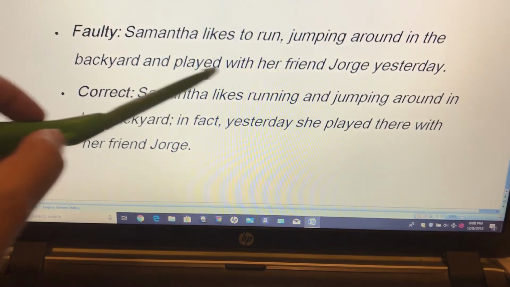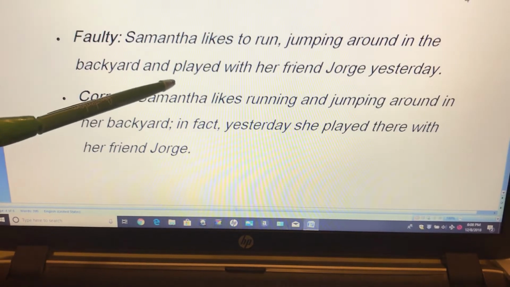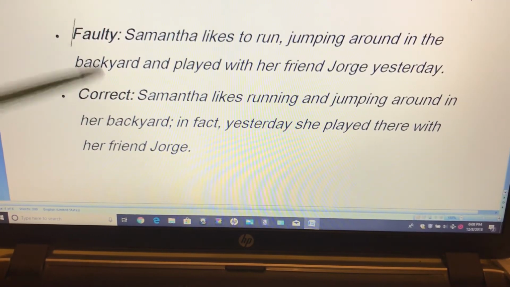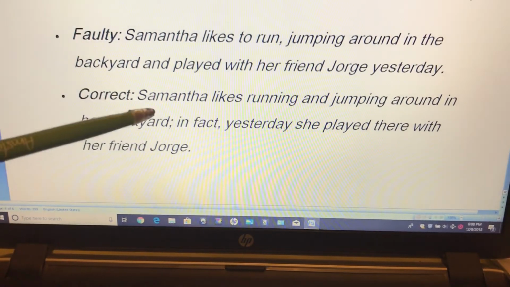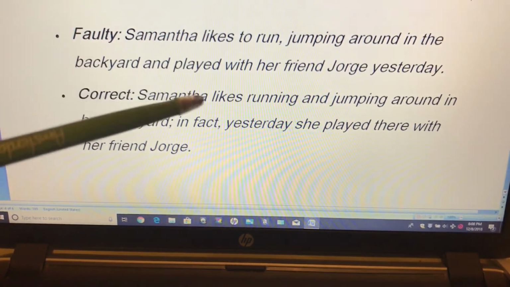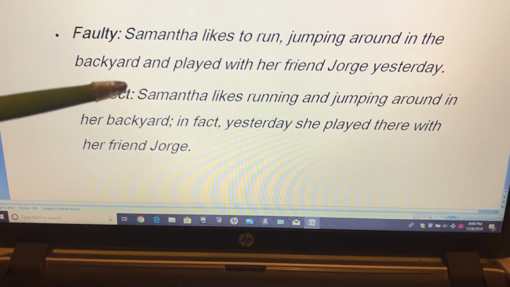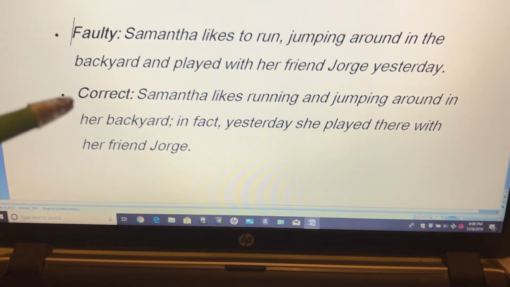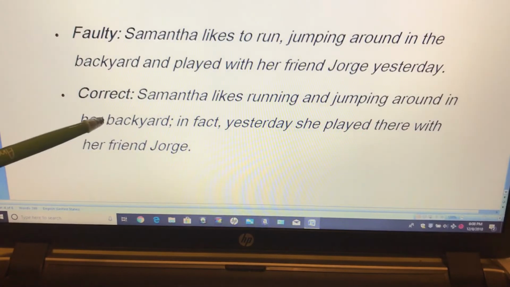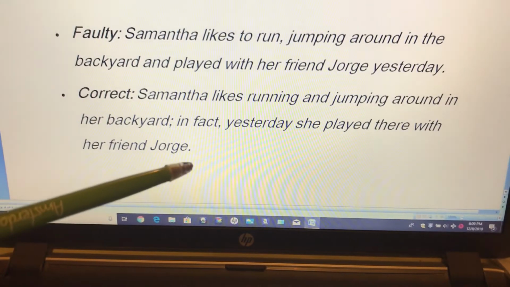You want to include all this information, but you want to include it in a way that harmonizes or makes it look nice. It flows well, right? It flows well. So Samantha likes running and jumping. We want to say Samantha likes to run and jump, and she also played in the backyard with her friend Jorge, right? So Samantha likes running and jumping around in her backyard. In fact, yesterday she played there with her friend Jorge, right?